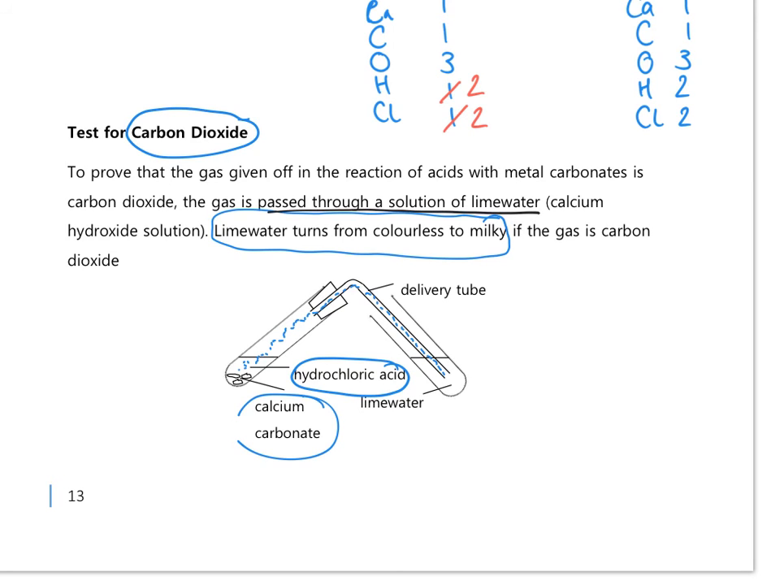And lime water turns from colourless to milky if the gas is carbon dioxide. If the gas was hydrogen, like we saw before, lime water would just remain colourless. But that's the main colour change you need to learn here. Lime water changes from colourless to milky in the presence of carbon dioxide. So that's a way of confirming that this compound was a metal carbonate, because we know that a metal carbonate and acid produces carbon dioxide. And so if my lime water changes from colourless to milky, I know that I've produced carbon dioxide and that must have come from a carbonate.